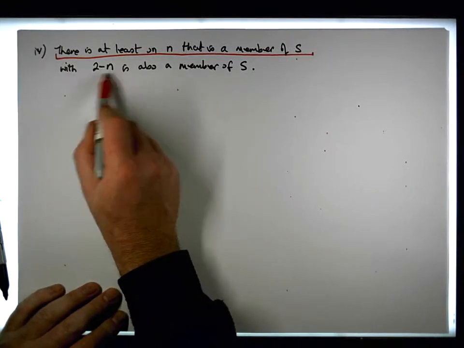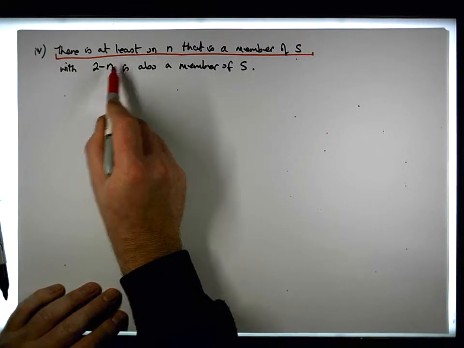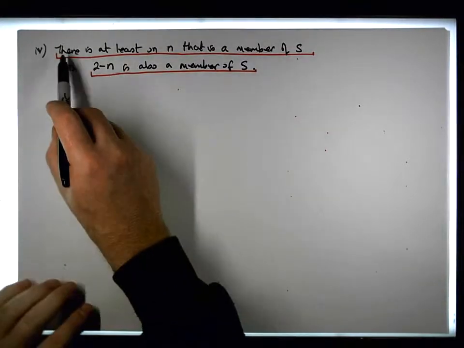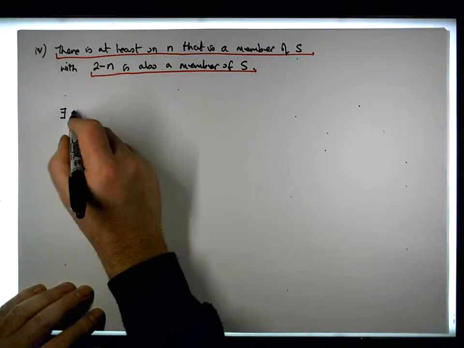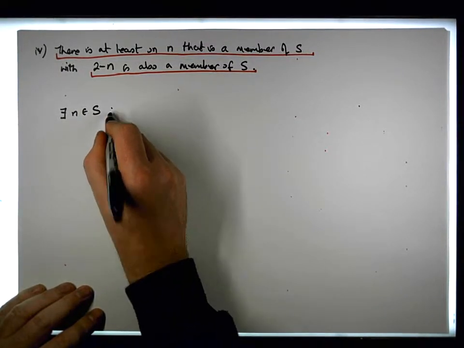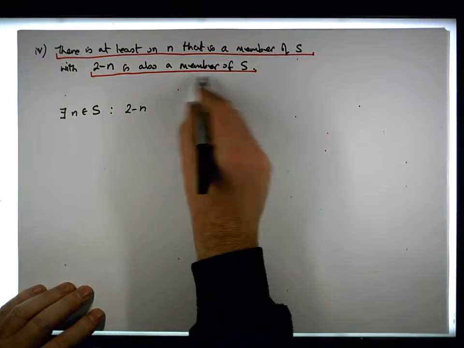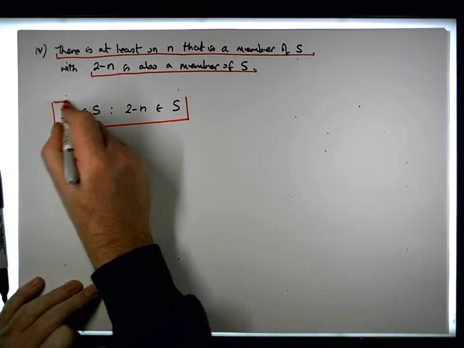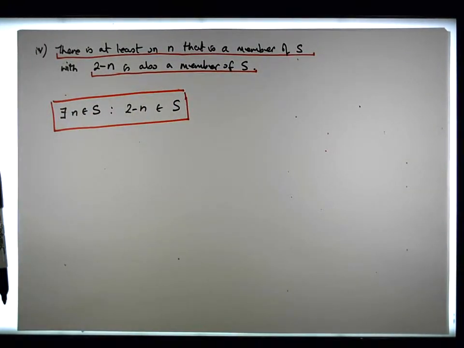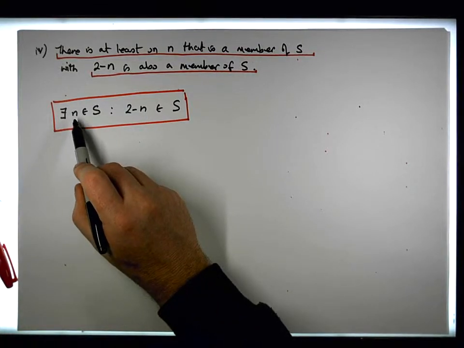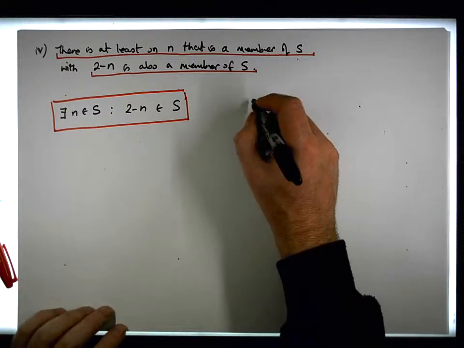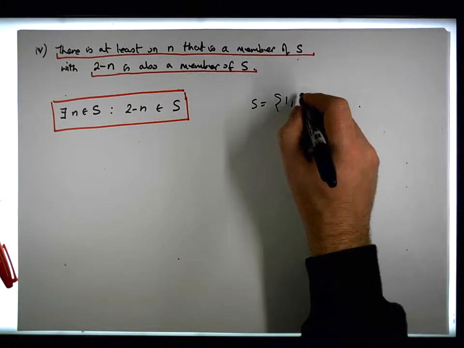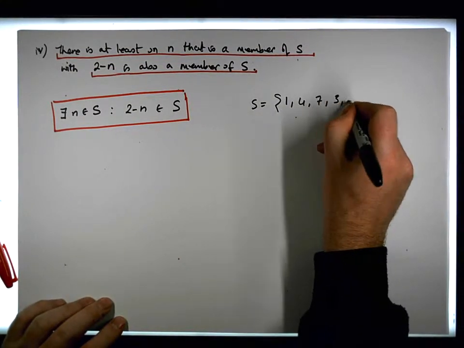So here's the predicate. See, the predicate is dependent on the value of n. So here's the predicate piece here. So this statement is saying there exists some n that's an element of S, such that 2 minus n is also an element of S. So this quantified predicate is either true or false. So can we find an n that's in S? And don't forget, once again, that S is the set. Let me just get that set again here. So it's 1, 4, 7, 3, and 9.